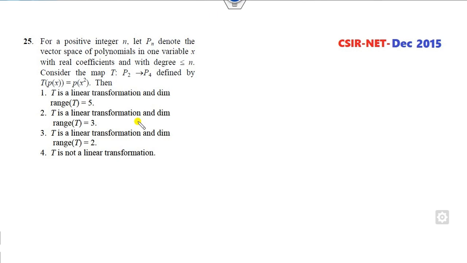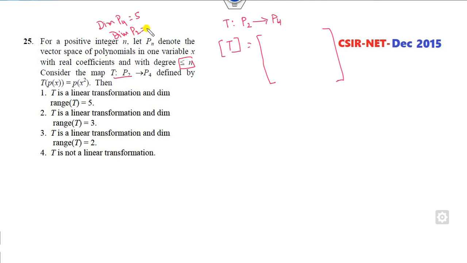Okay, this is the same manner I have discussed with you earlier. It is a mapping from P2 to P4 here. Then you have to define the matrix. What is the size of this matrix? What is the dimension of P4? Less than or equal to n. So the dimension of P4 is 5. The dimension of P2 is 3. So this matrix should be of size 5 cross 3.